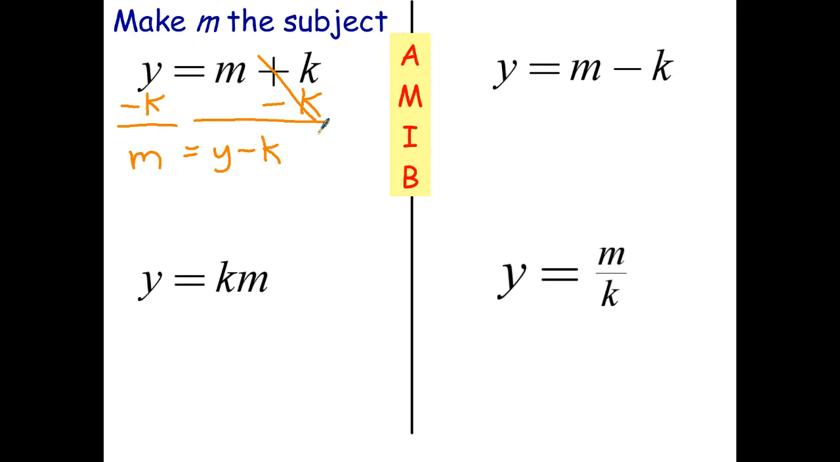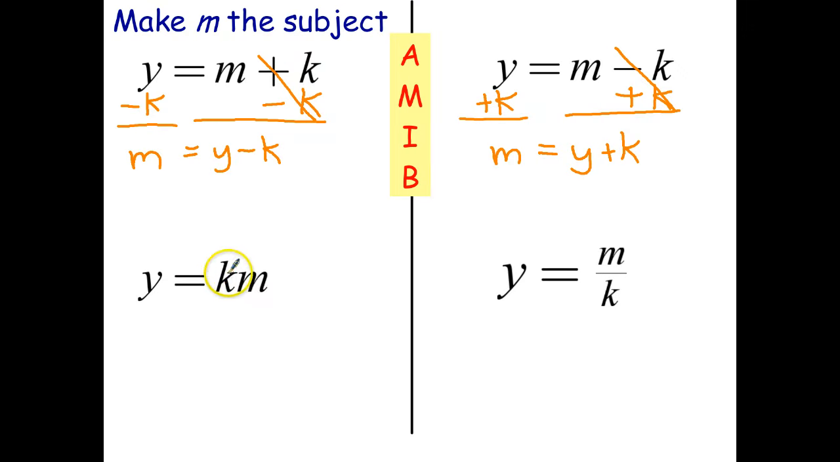Okay, let's see how you went. Okay, I'll do this one next. So m subtract k, the opposite of subtracting k is adding k. And again, whatever we do to one side, we do to the other side. That goes to 0. I'll write the m on the left because the subject's always written on the left. And that gives me y plus k.